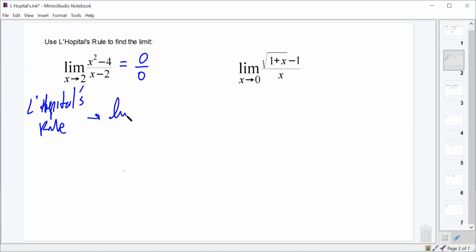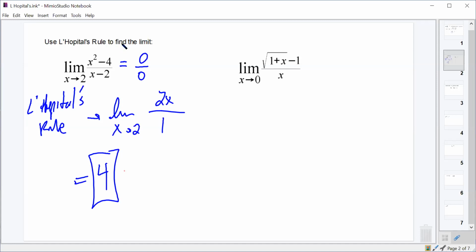And you made this the limit as x approaches 2 of what's the derivative of x squared minus 4? 2x. And what's the derivative of x minus 2? 1. And what is that limit? It is 4. Yep. And that's it. That's the rule. Had we factored this, we would have got x plus 2, x minus 2 in the numerator. The x minus 2's would have canceled, and we would have just had x plus 2. Plug in the 2, and you get 4.